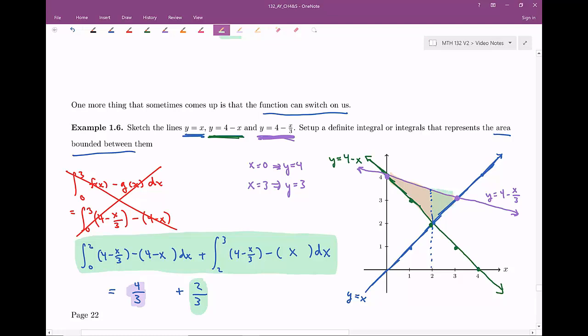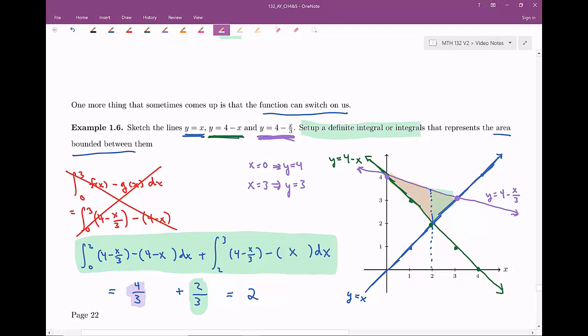Which makes sense, right? The 4/3 does look bigger than the 2/3. Of course, when you add these all together, you get 6/3, which is the same thing as 2. So the overall area of this triangle, this thing that's trapped between these curves, is just area 2. But again, our quest was really to set up the definite integral, or integrals, as we're given right here, not to evaluate them out.